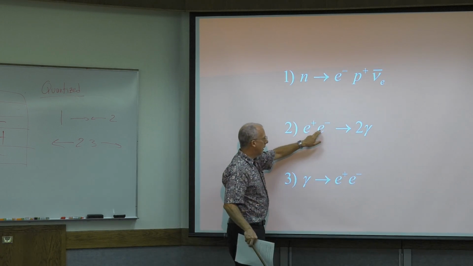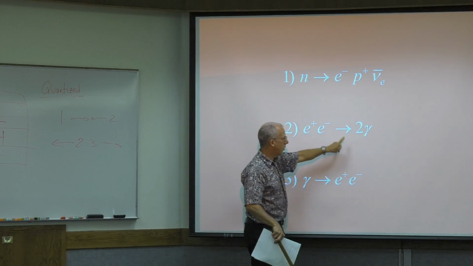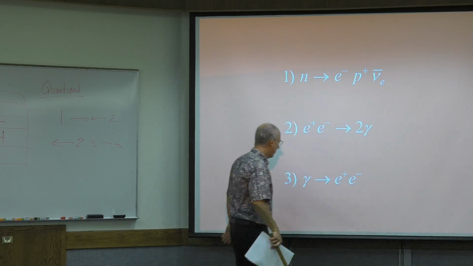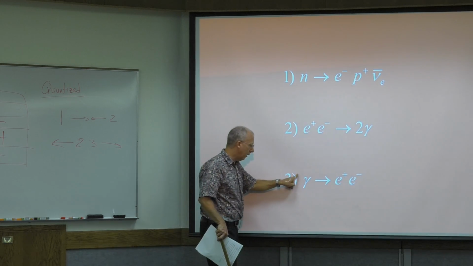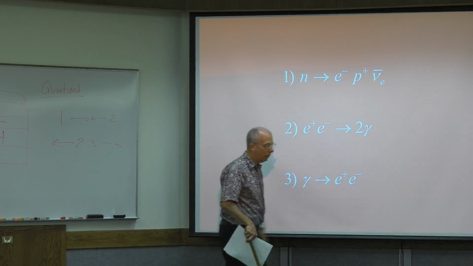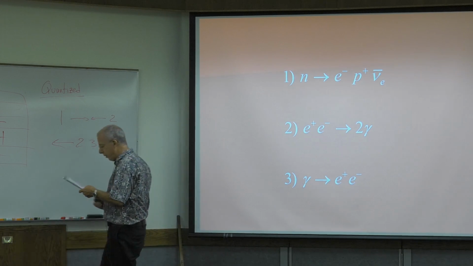Let's do this. So you smash an electron with a positron. What's the total charge here? 0. So what does the total charge have to be here? 0. So 2 gamma rays. They don't have any charge. Here you can have a gamma ray decay. The charge before is 0. What's the charge after? 0. So that's what it means that charge is conserved. Charge is always conserved.